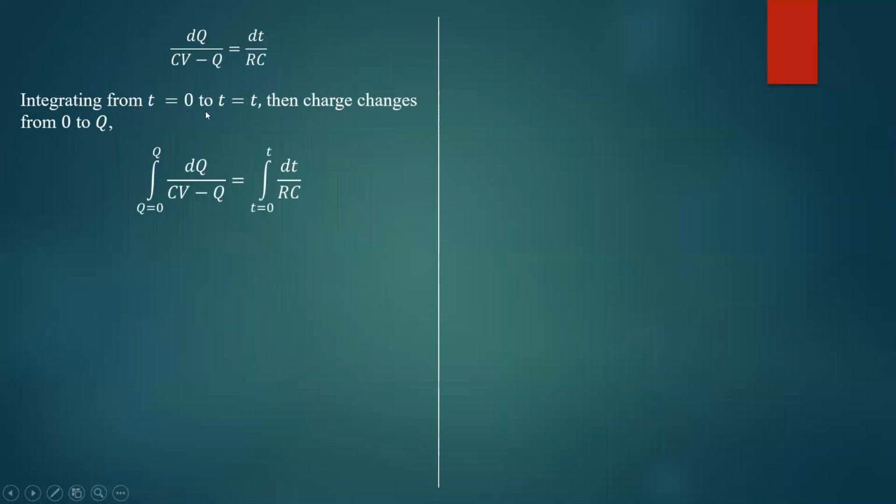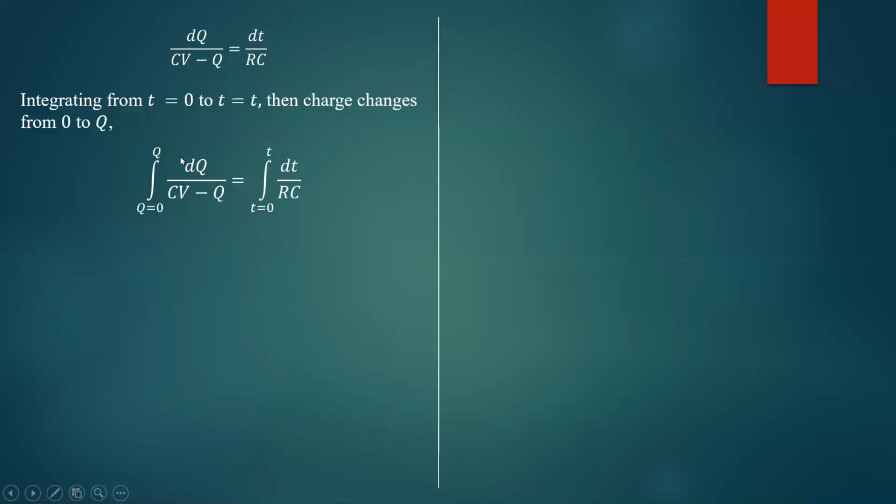Separation of variable. Now you integrate this equation to certain arbitrary time t equal to t. Then charge will change from 0 to q at t equal to t. Let's integrate. So this has to be integrated with respect to q, where q changes from 0 to q. The right hand side term should be integrated with respect to time t, where t changes from 0 to t.